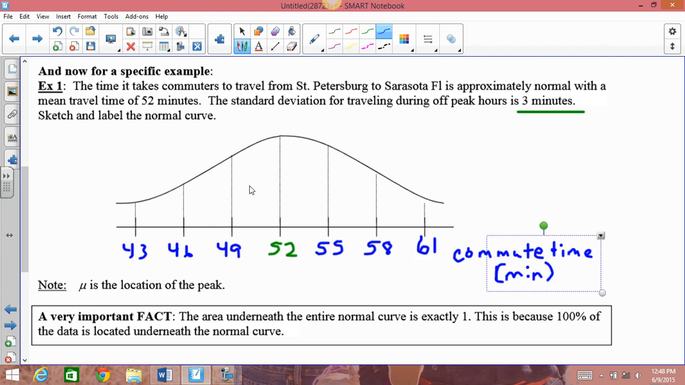Where we're headed is I'm going to ask you things like, what percentage of those that travel from St. Petersburg to Sarasota have a commute time between 49 and 55 minutes. And we're going to figure out what these percentages are that go in each of these blanks. But it should be noted that 100% of the commute times would fall under this curve. There would be the rare instances that would take someone less than 43 minutes. There'd be the rare instance, maybe there's an accident or something, and it would take someone longer than 61 minutes. But the majority of the people are going to fall between 43 and a 61-minute commute, okay?